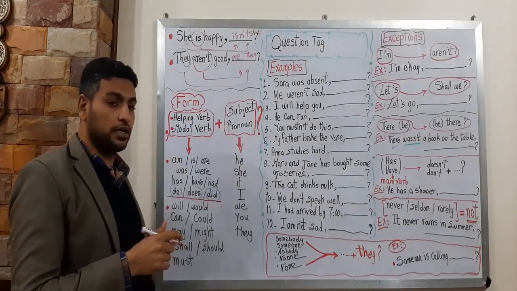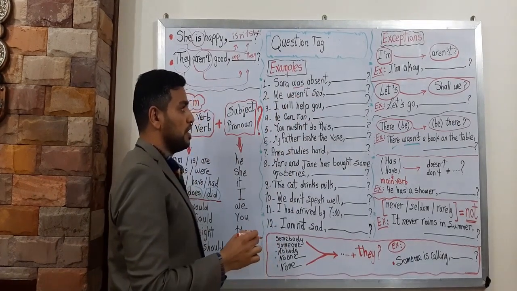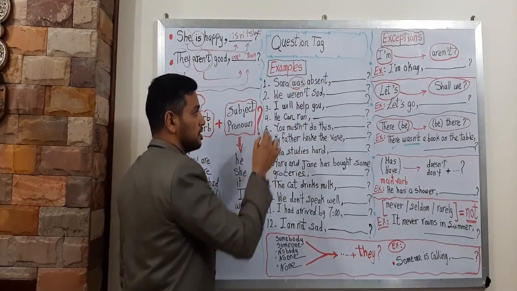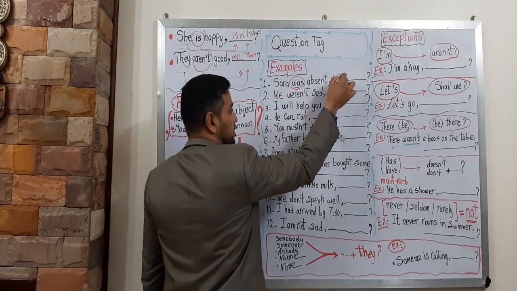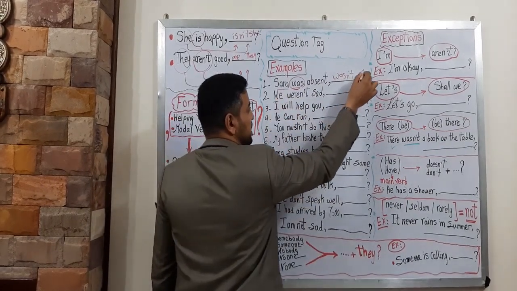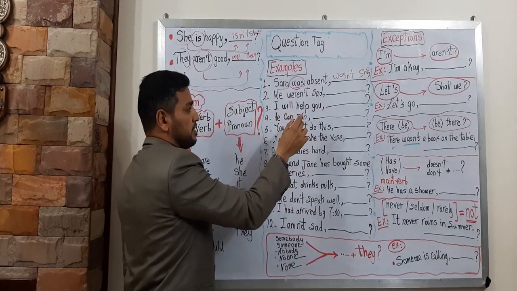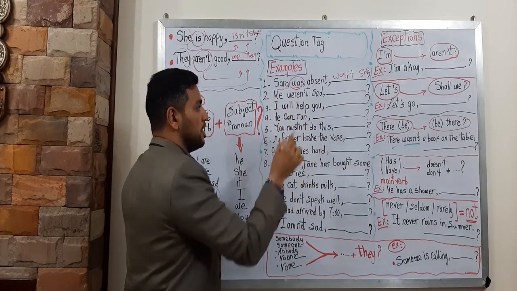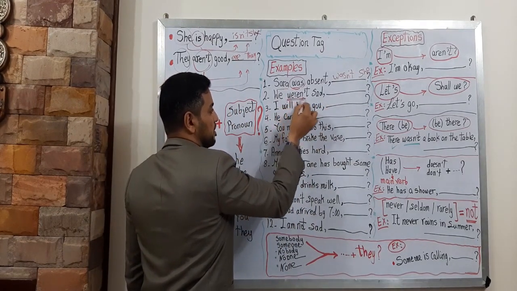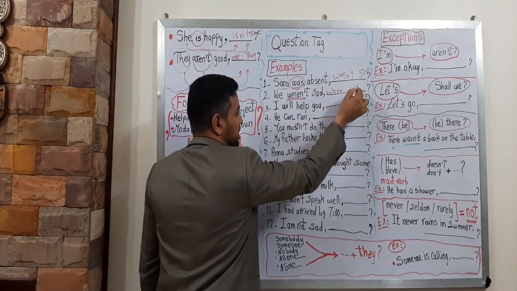Okay? Concentrate. Number 1, Sarah was absent. So the auxiliary verb or the helping verb is 'was', so it will be wasn't. Sarah will be she. Wasn't she? Number 2, we weren't sad. We were not sad. The sentence is negative, so the question tag will be positive. Weren't will be were, and 'we' will be the same: were we?